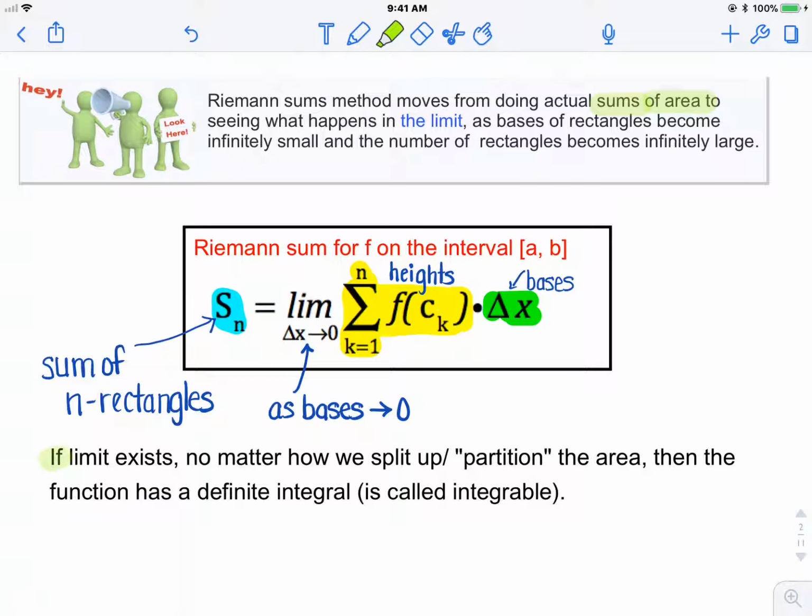If this limit exists, and you know sometimes limits don't for different functions, then no matter how we split up that area, rectangles, eventually we'll do trapezoids, it's going to be said that the function has a definite integral. And a definite integral means that there is a finite sum. When I add those up, it comes to a number. And if that's going to be true, that between two places on a curve that area is going to be able to be found by that limit, then we say the function is capable of being integrated, or it's integrable. And that's not a word we toss around that often.